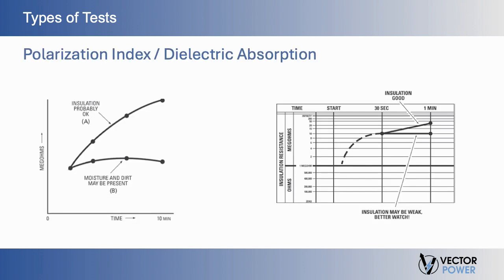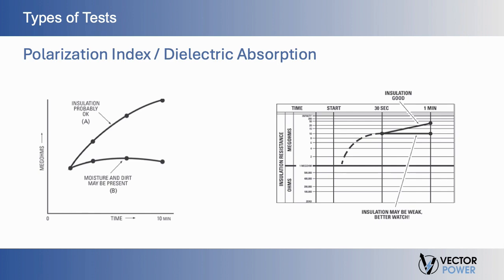The next test that we will review is the polarization index, or dielectric absorption test. A valuable property of insulation that must be understood is that it charges during a test. The polar DC field the tester applies causes the insulating material to realign on the molecular level as dipoles orient themselves with the field. This movement of charge constitutes, of course, a current.